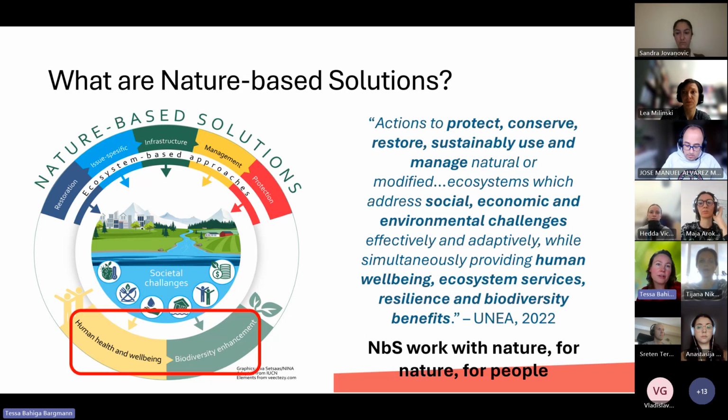And then the bottom part, I just want to draw your attention specifically to that. It's not a nature-based solution if it doesn't address biodiversity and human health and well-being. So in essence, a nature-based solution is working with nature, for nature and for people.